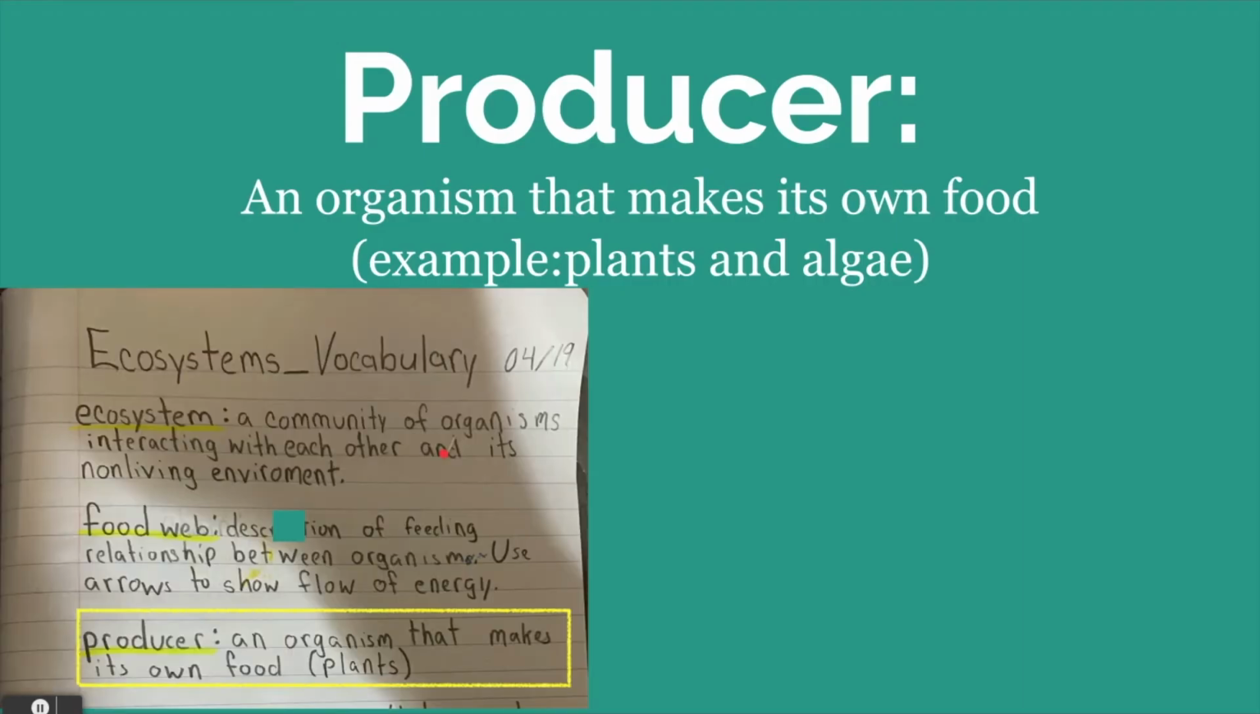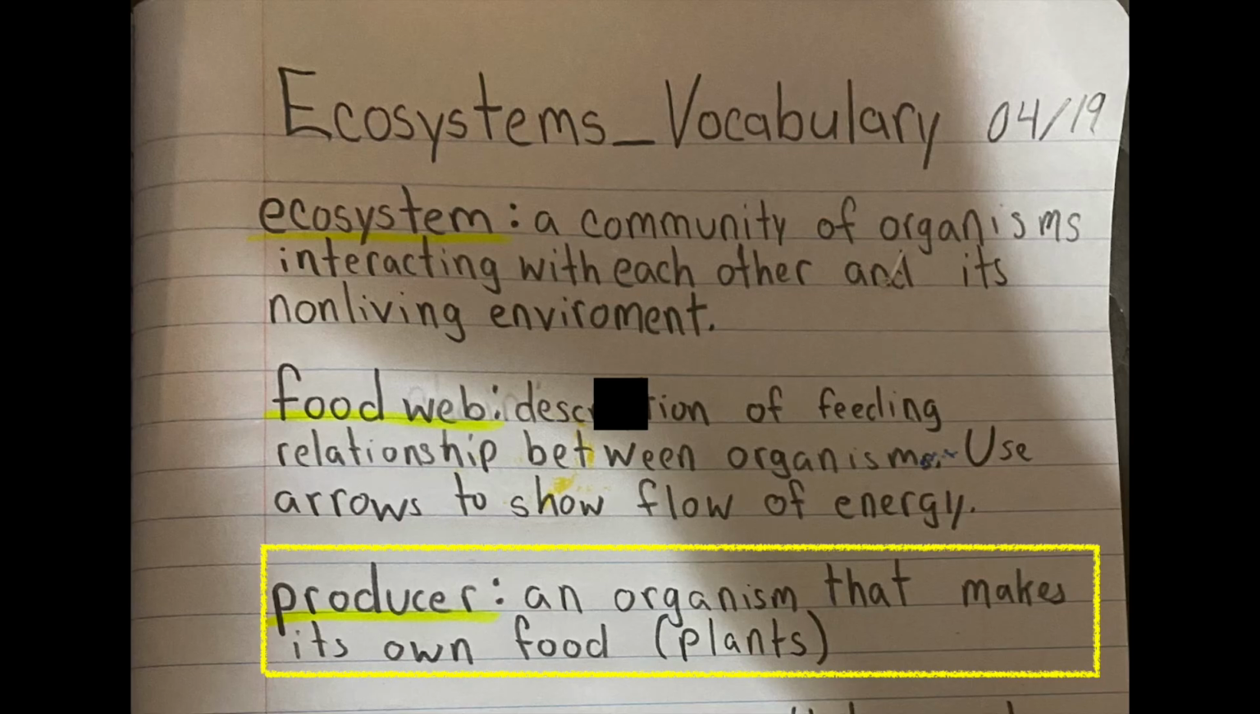Let's turn to page 36 in our journal to add the definition of producer. An organism that makes its own food. Some examples are plants and algae. Right below food web, you can add the definition of producer. You have 2 minutes to add that into your journal now.